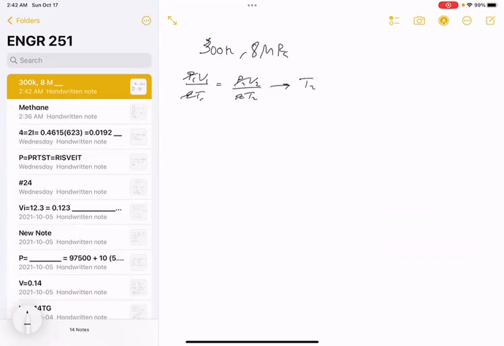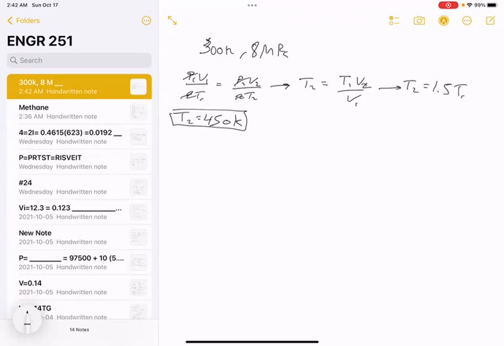Now we're looking for T2. So if we isolate that, we're going to get T1 times V2 over V1. We know from the question that V2 over V1 is 1.5, right? Because the volume is increasing by 50%. So T2 is equal to 1.5 T1. We know T1 is 300, so 1.5 times 300 gives us T2, 450 Kelvin.